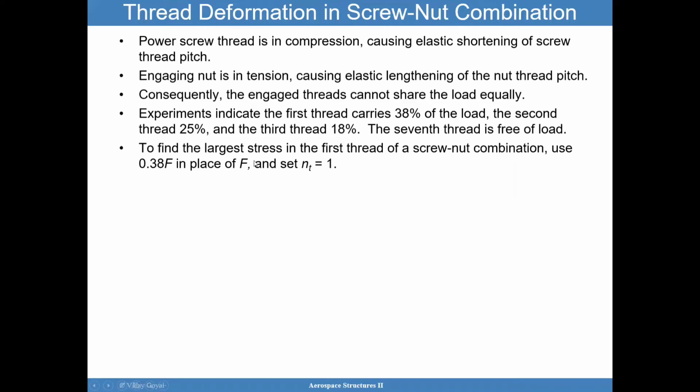In other words, you either use F with an NT of 3, which is basically saying that only 3 threads are engaged, or just look at the largest stress in the first thread, which experiments have determined is in the order of 40%. So that's kind of what we discussed earlier. We don't want to really count on all the threads engaged.